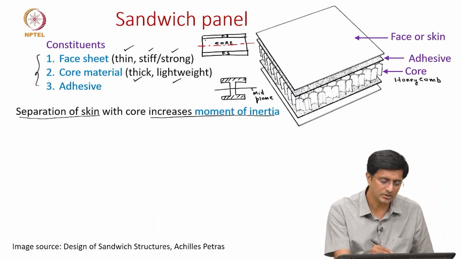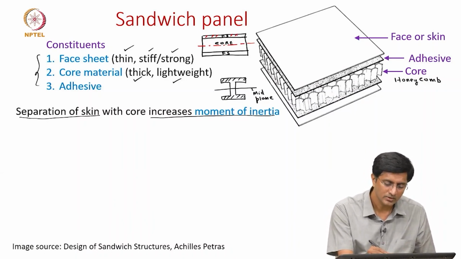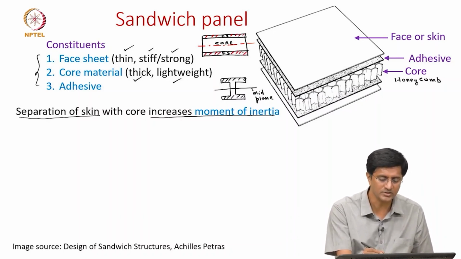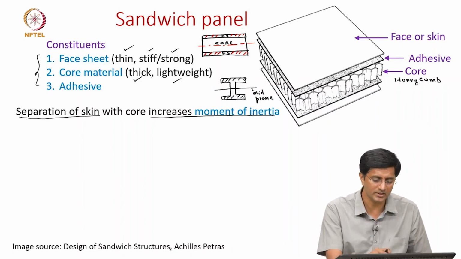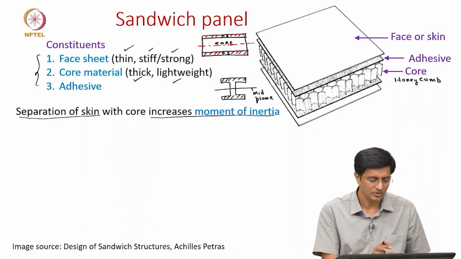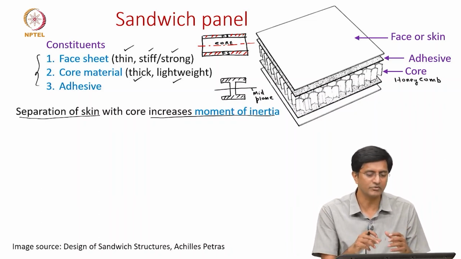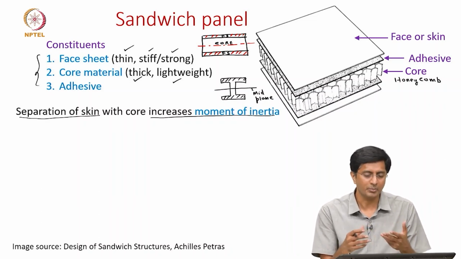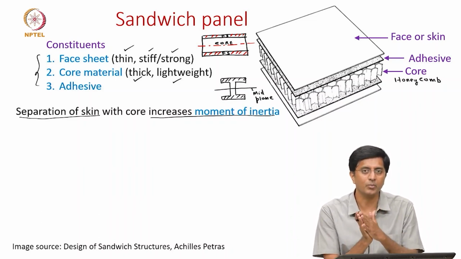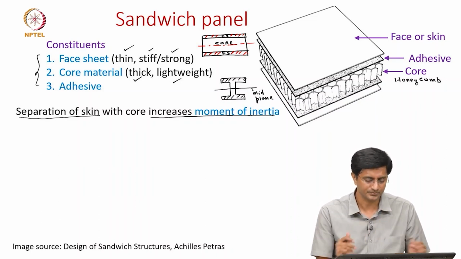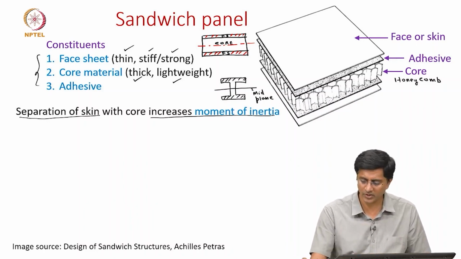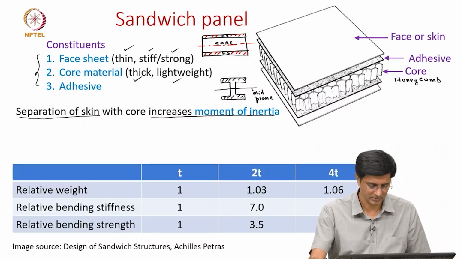So here we have seen that the face sheet, which has the mass and a higher stiffness, is away from the midplane, and this is separated using the core. This explains why the bending stiffness of sandwich panels is much higher compared to panels prepared from the same mass of materials but made compact, without the core. To illustrate this, let me show you an example.